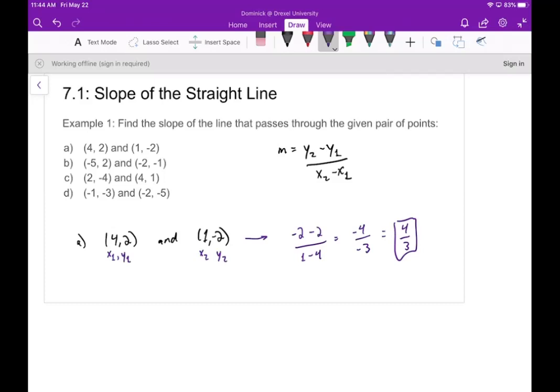Okay, part B, we have negative 5 comma 2 and negative 2, negative 1. Okay, so if we plug this in, we have a negative 1 minus 2 over a negative 2 minus a negative 5, right? So be careful with your negatives here. So of course that was a minus and negative, so we could change it to positive, and here we'll get a negative 3 over positive 3, so we can reduce that to a negative 1.